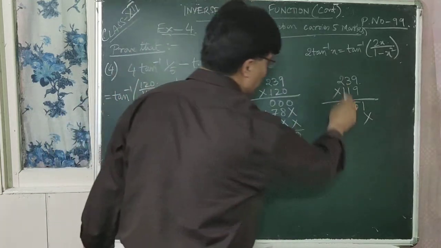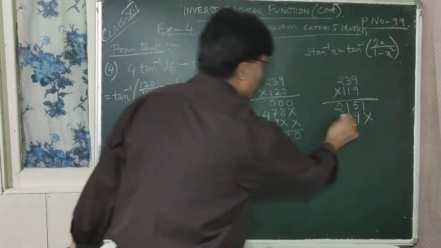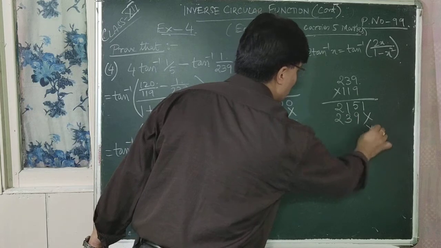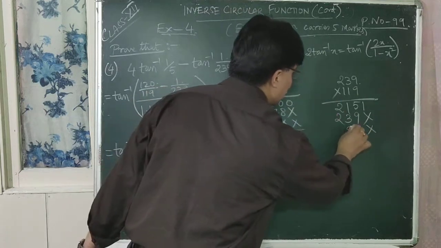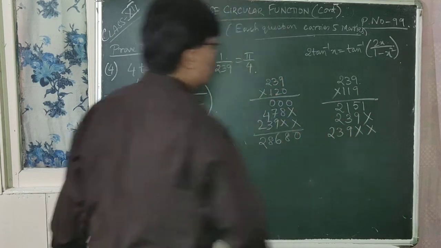Cross. Let us multiply by 1. 1 9s are 9, 1 3s are 3, 1 2s are 2. Double cross. Again, 1 9s are 9, 1 3s are 3, 1 2s are 2.